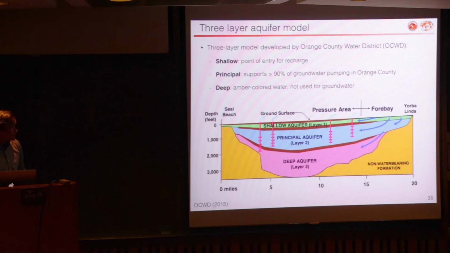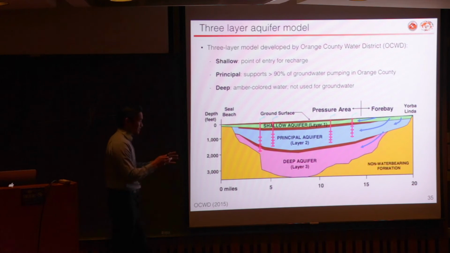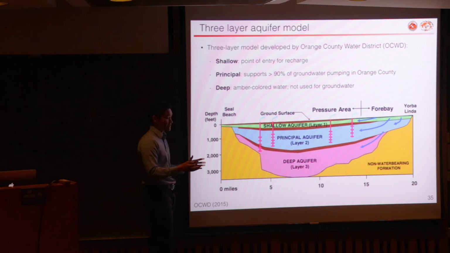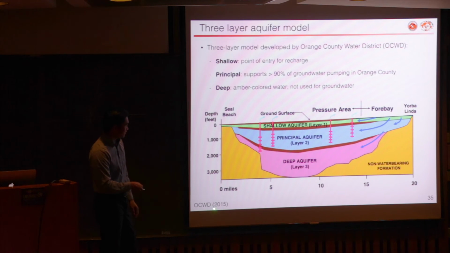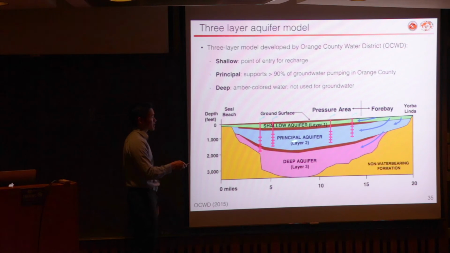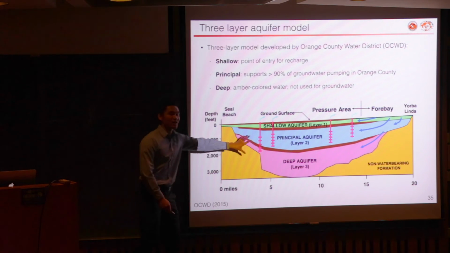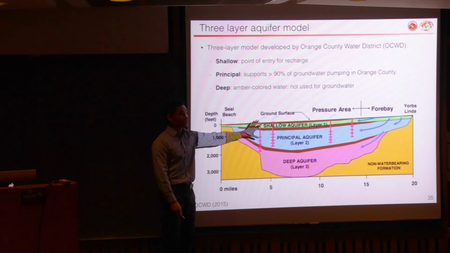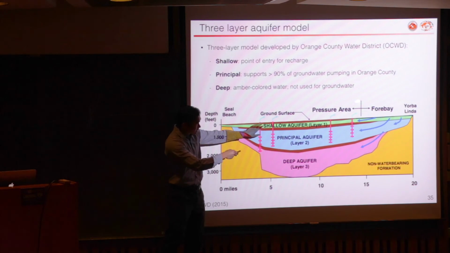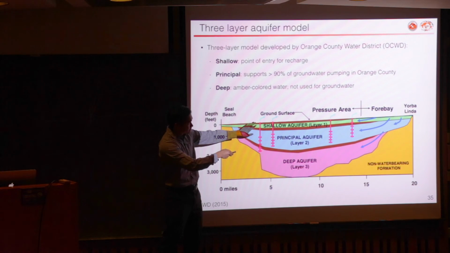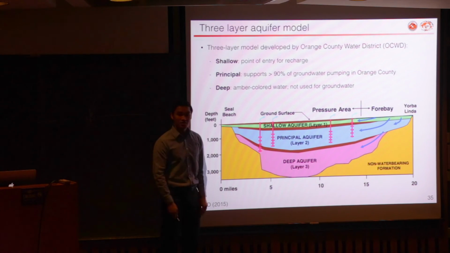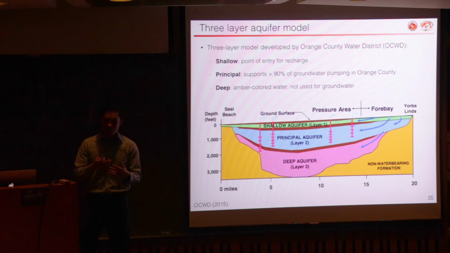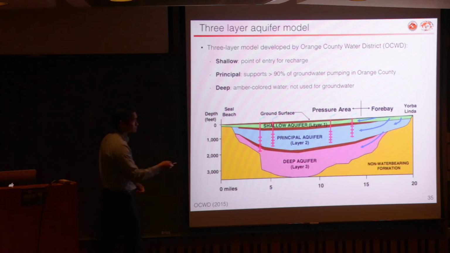And to be a little more realistic about the geometry of the aquifer system that we have in the Santa Ana area and the LA area, in Orange County they developed a 3-layer system where there's a shallow aquifer, a principal aquifer, and a deep aquifer. This is a good approximation to the aquifer structure in these basins. As before, we have a line here that partitions between the pressure area and the forebay. In the pressure area, all 3 aquifers are confined. You add water to the system, and then the pore pressure changes.